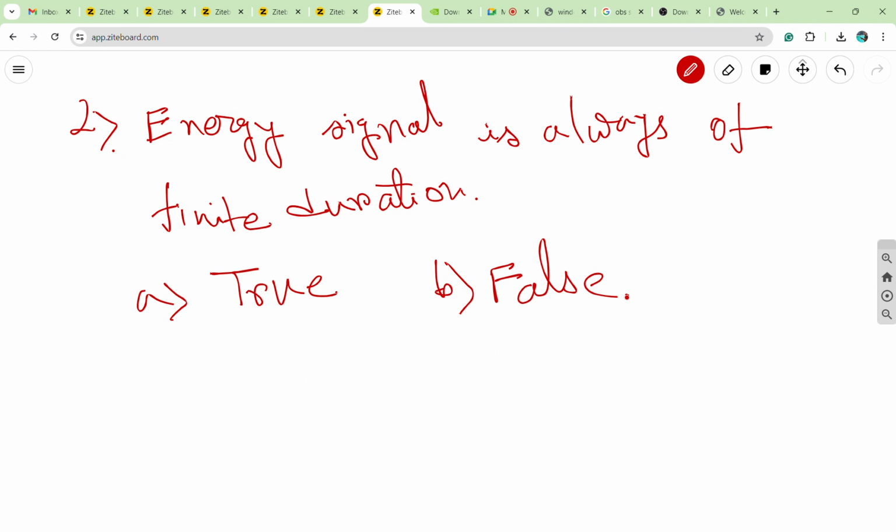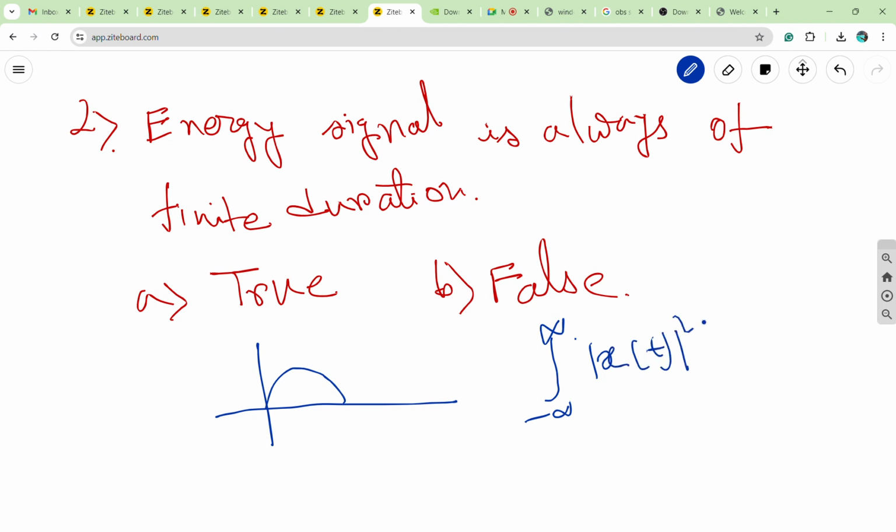So what's the comment on this particular statement: an energy signal is always of finite duration? Sir, this is true. Now, something we have not discussed in the previous section. Your visualization of an energy signal was like that, but we said a signal is an energy signal if the integral of |x(t)|² dt is less than infinity. This was the definition of an energy signal. So this holds for this also, right?